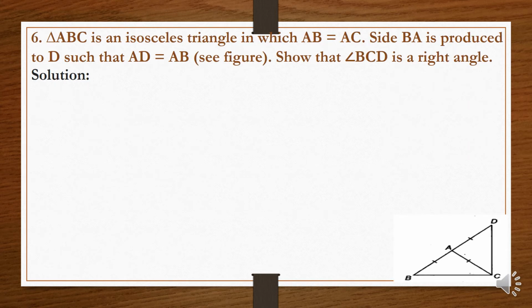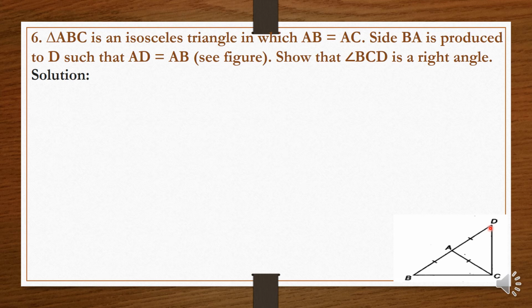Question number 6. Triangle ABC is an isosceles triangle in which AB equals AC. So here we can see the diagram where we have a triangle ABC where the side AB is equal to AC. Now side BA is produced to D such that AD equals AB. Now we have to focus on this direction. They have written the name of the side as BA. That means we have to start from B and move towards A and keep extending the line.